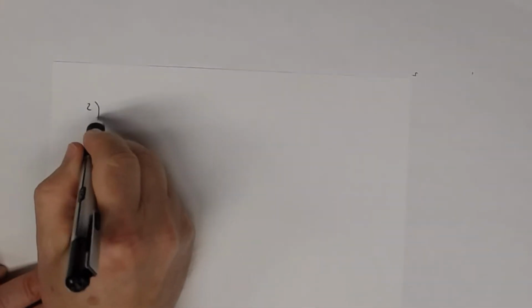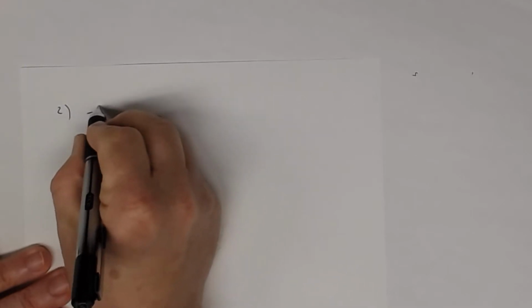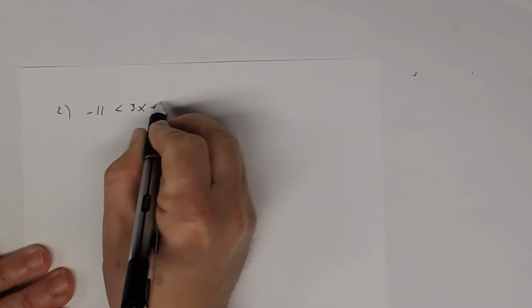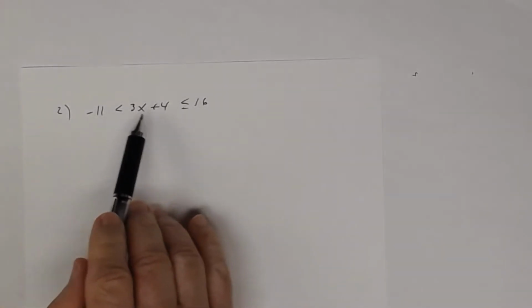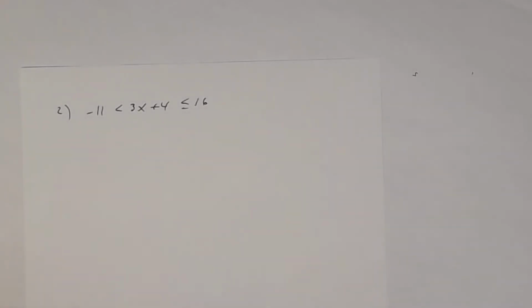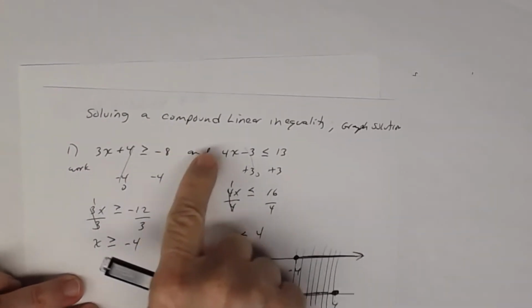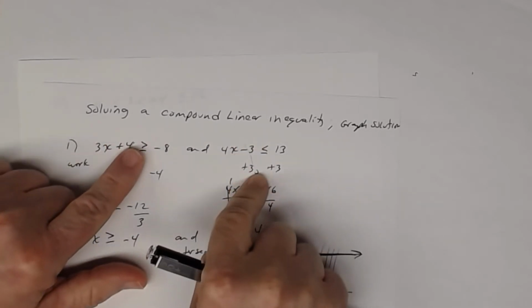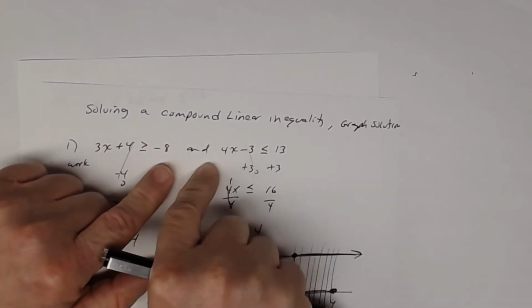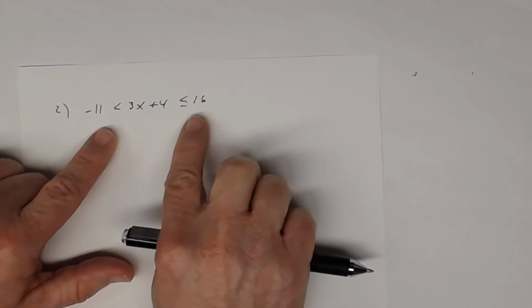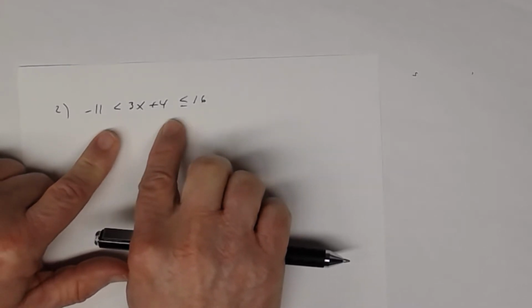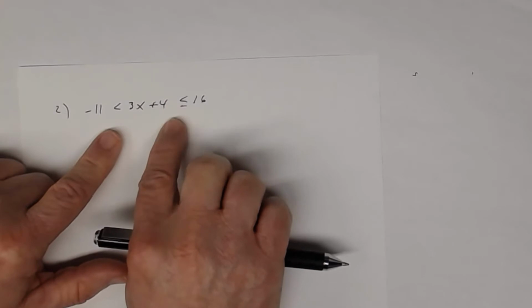So number 2, let's suppose we had this problem. All right, number 2. Let's suppose we had -11 is less than 3x plus 4 is less than or equal to 16. All right, now notice it looks different than what we talked about here, where a compound inequality is two linear inequalities joined by the word and or the word or, right? But you don't see that written like this. You see it looks different. But this is still a compound inequality.